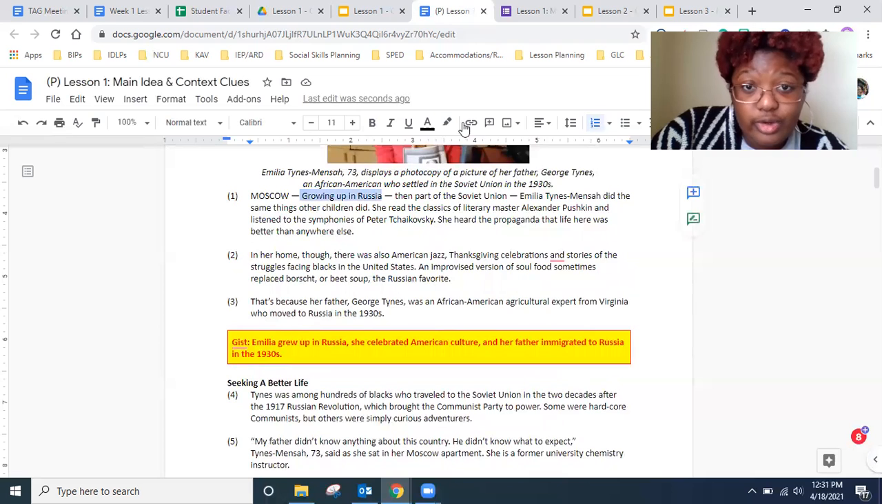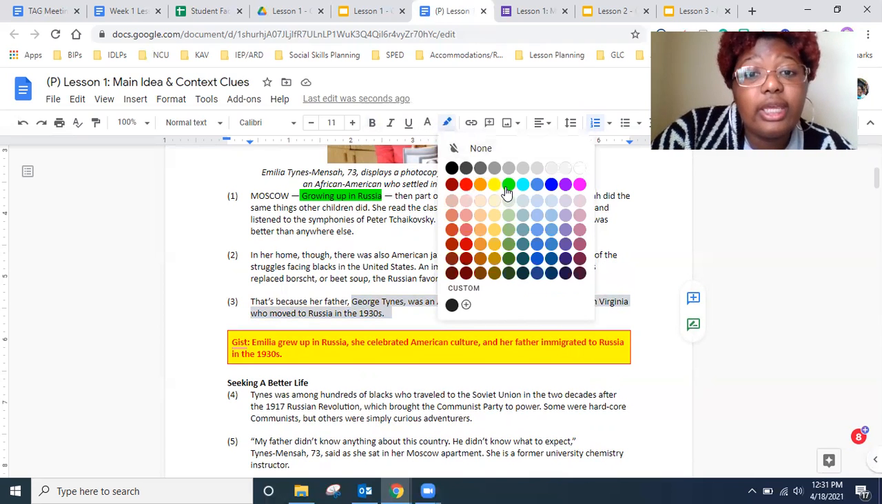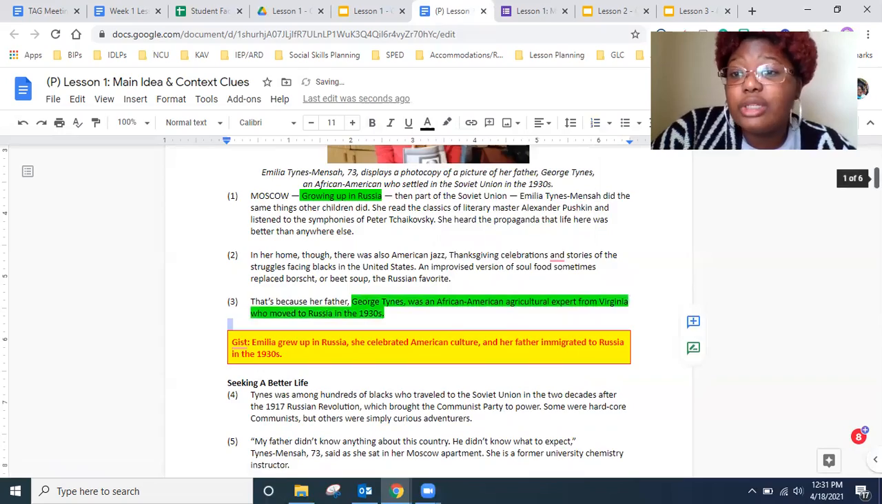Well, I have that she grew up in Russia. That's a piece of text evidence. And I also have that her father was African American and he moved from Virginia to Russia. So I can highlight that as well. I have answered my first question.